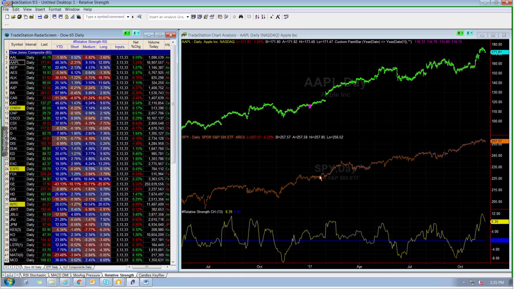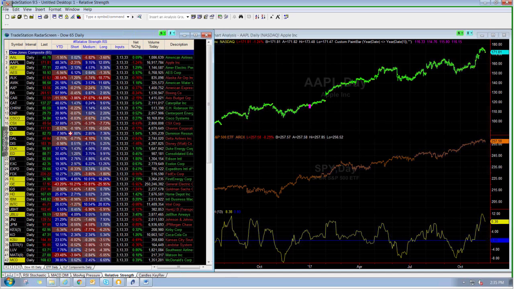So this is Apple versus the Spider. And you can see how over time it oscillates between overperforming or underperforming the other. In RadarScreen, I want to know what symbols are outperforming the benchmark and which ones are underperforming the benchmark. In fact, which ones are most outperforming and which ones are most underperforming.